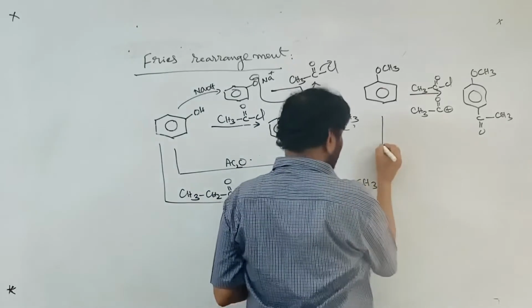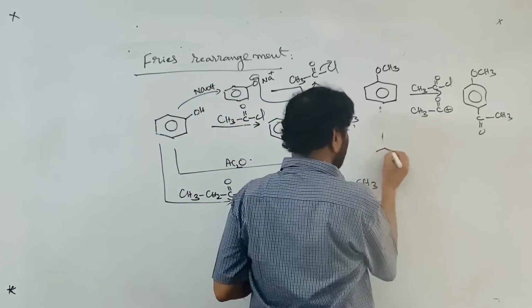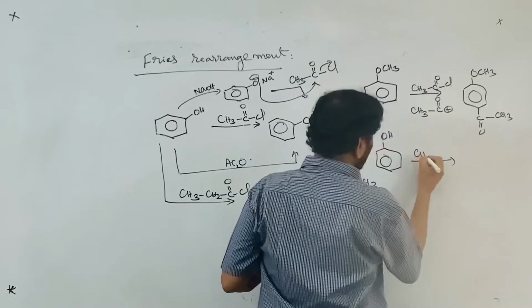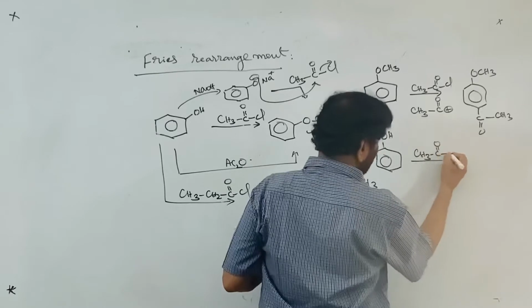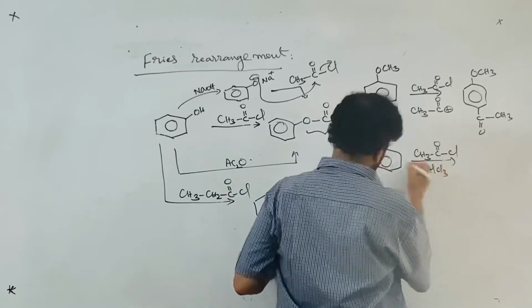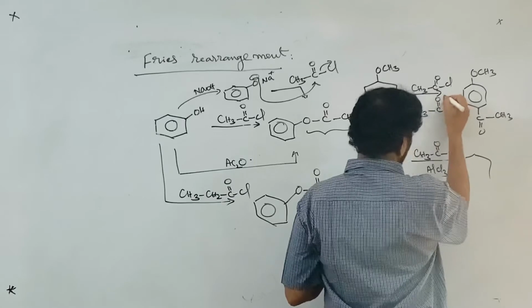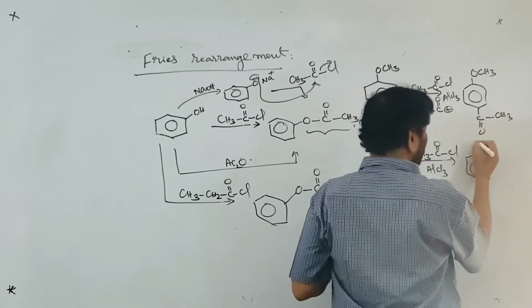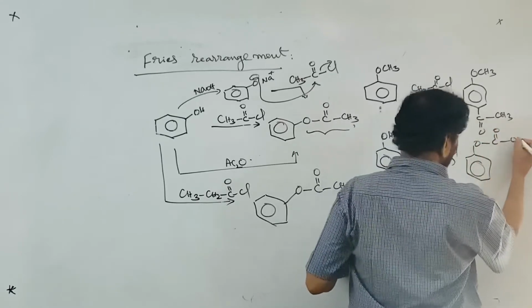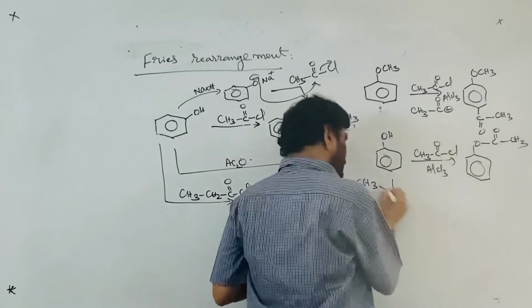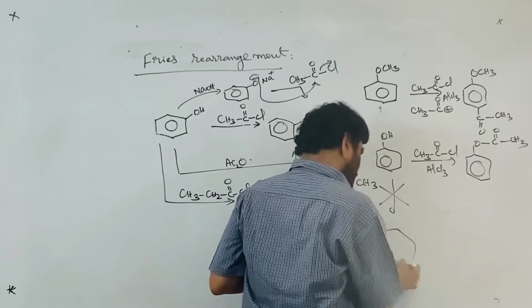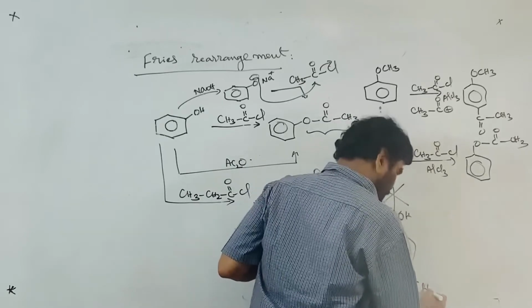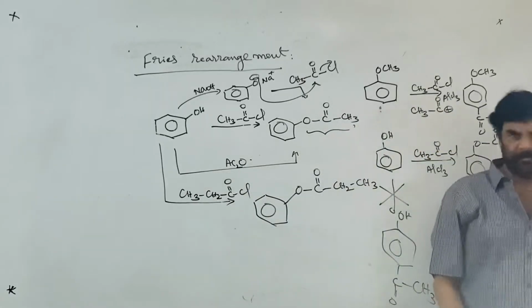Whereas if you treat phenol with acetyl chloride in the presence of AlCl3, AlCl3 generates the carbocation, that is the acyl carbocation. The substitution is taking place here. This is not possible. That is, the acetyl group cannot enter into the aromatic ring. It's not possible at all.